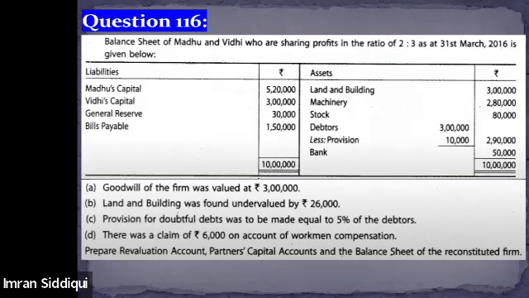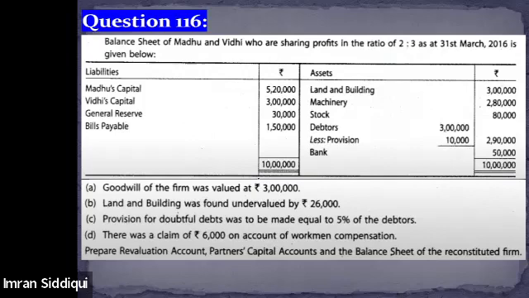General reserve is there 30,000. Bills payable is also given 1,50,000. So general reserve is a part of profit, and if no additional information or no adjustment is given in the question, then we can simply distribute it among the old partners in the old profit sharing ratio.